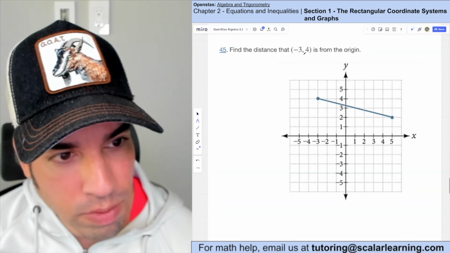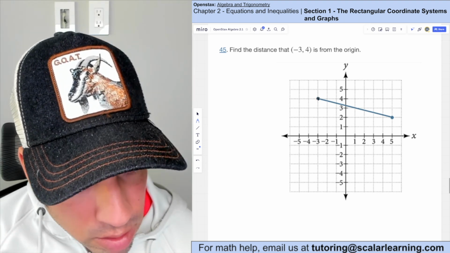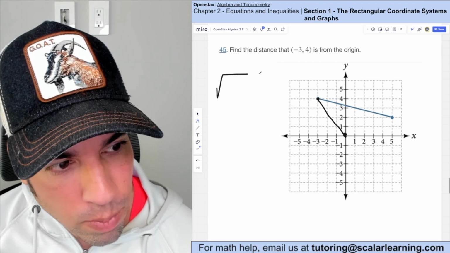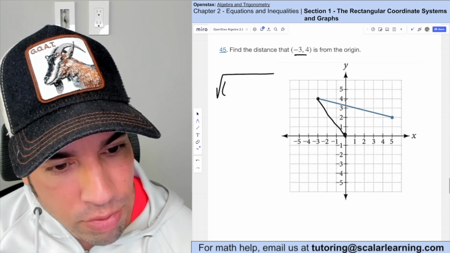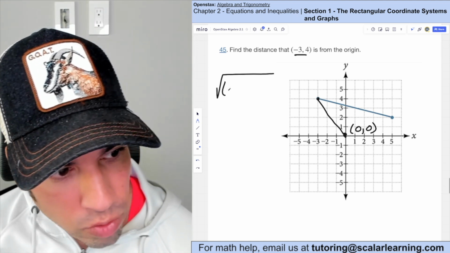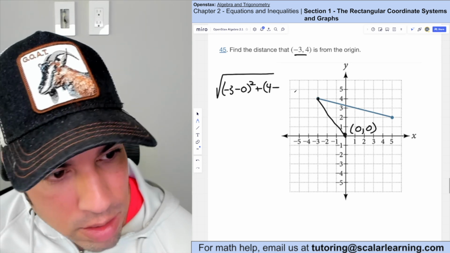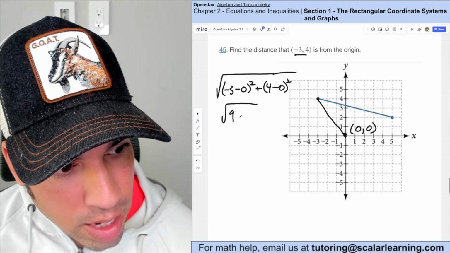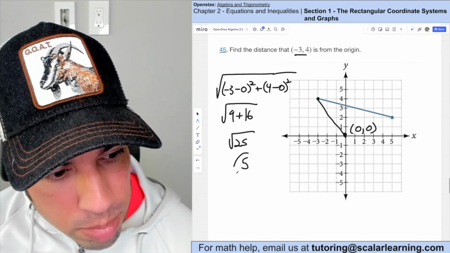Here we want the distance of (-3, 4) to the origin. So (-3, 4) is this point right here, and we want the distance of this to the origin. Again, the origin is (0, 0). So using the distance formula, it's the difference of these two x values, which is -3 and 0, because the origin is (0, 0). So (-3 minus 0) squared plus (4 minus 0) squared for the y value. That's basically just -3 squared, which is 9, plus 4 squared, which is 16, square root of 25, which is 5. Boom, done.